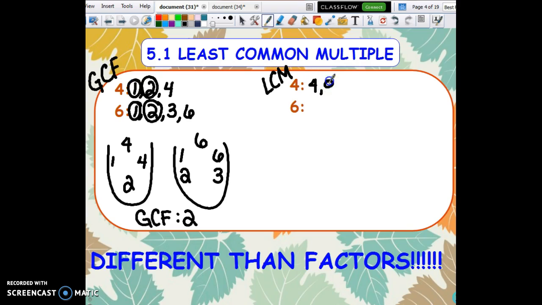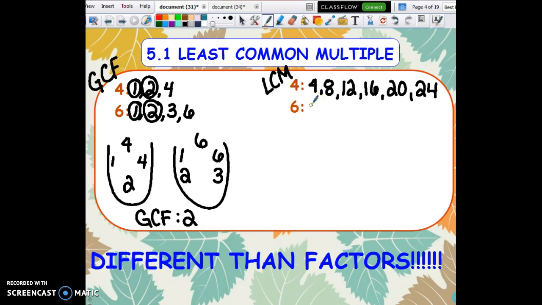4, 8, 12, 16, 20, and 24. All I did really is 4 times 1, 4 times 2, 4 times 3, 4 times 4, 4 times 5, 4 times 6. I stopped there only because we could keep going to infinity. But we only need the least common multiple, so we could kind of stop once we get one.